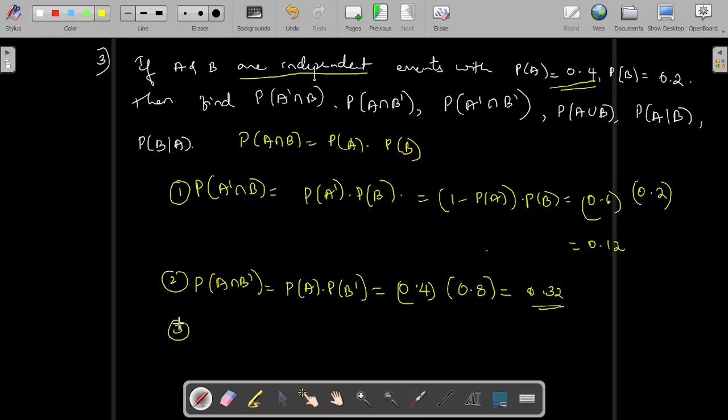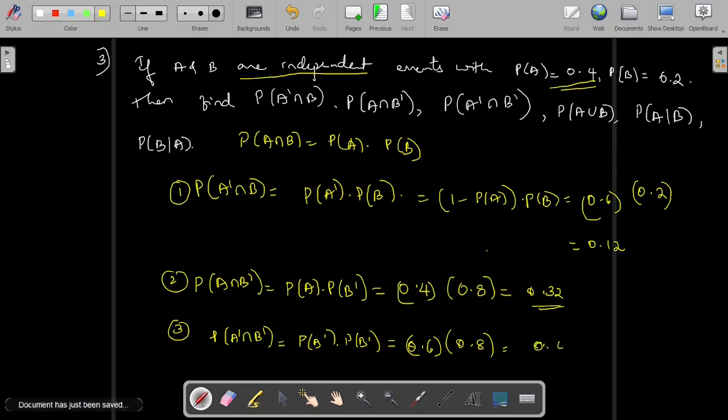Now third question, P of A dash intersection B dash, which is equal to P of A dash into P of B dash. P of A dash is 1 minus P of A, that is 0.6, into P of B dash, which is 1 minus P of B, 0.8, that is 0.48.